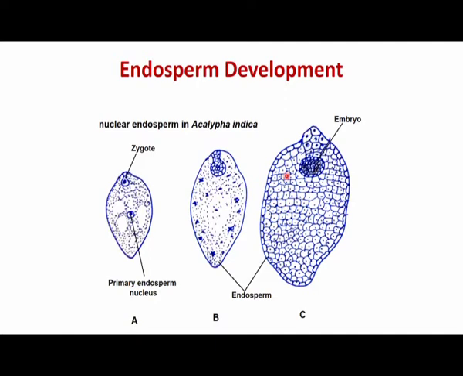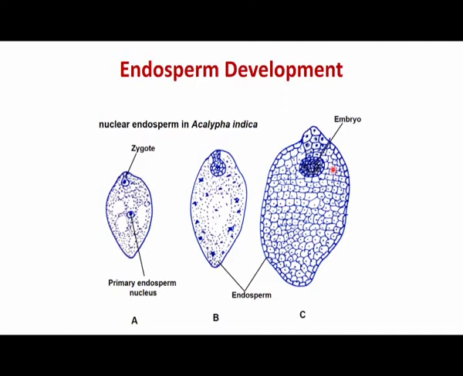So, the classical example in this case is the coconut. You might have seen the white mass of a coconut, which is always developing on the periphery, and that is nothing but the endosperm in the case of coconut. The nuclear endosperm, as I said in the beginning itself, is the most common type of endosperm found in angiospermic plants.